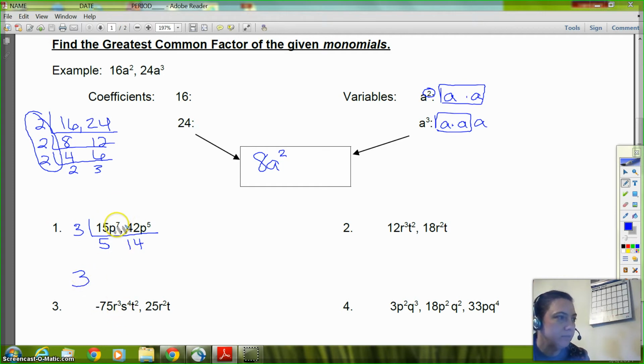And again, I want to look at my smallest exponent. So p to the fifth is my smallest exponent, and that's going to be the power. 3p to the fifth is going to be the greatest common factor.